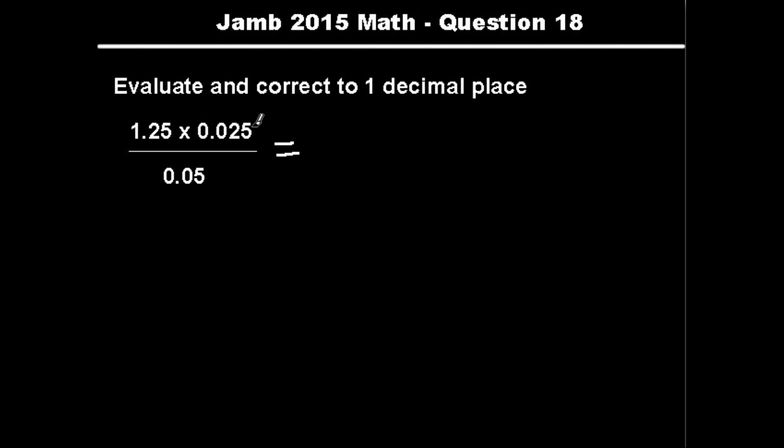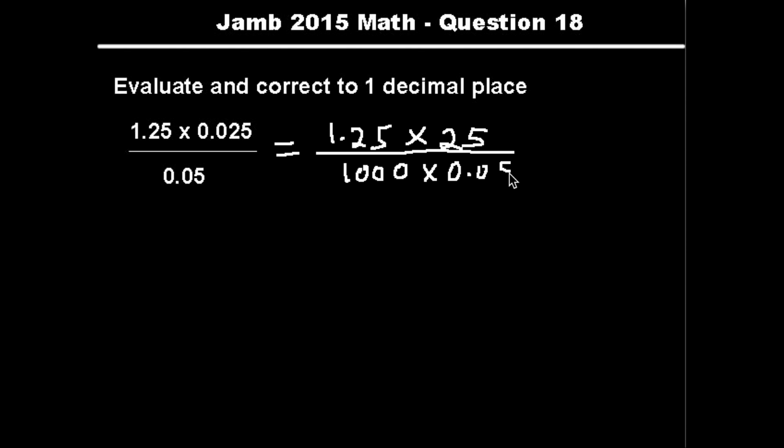In order to simplify the top part, let's multiply 0.025 by 1000, and by doing that we're going to end up with 1.25 times 25 on the top. Since we multiply the top by 1000, let's multiply the bottom by 1000 times 0.05. So as you can see, we can simplify the bottom again, and we would write that as 1.25 times 25 divided by 50.